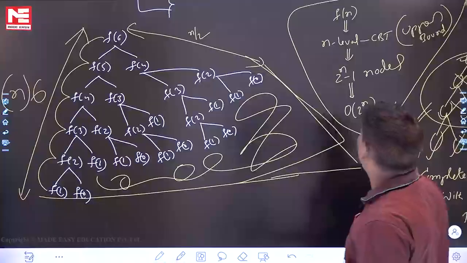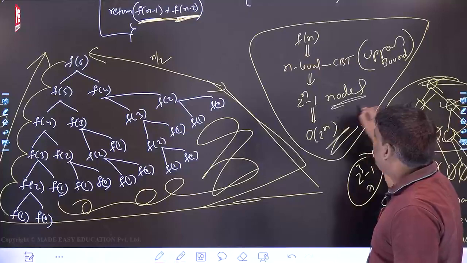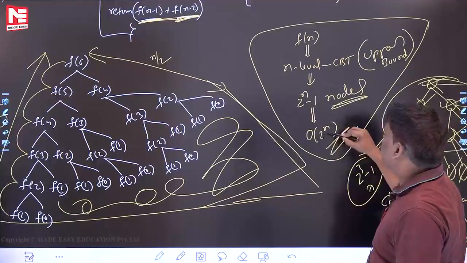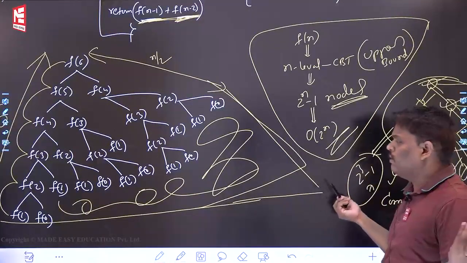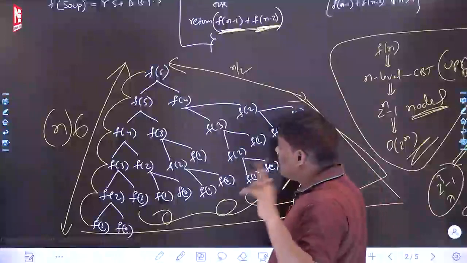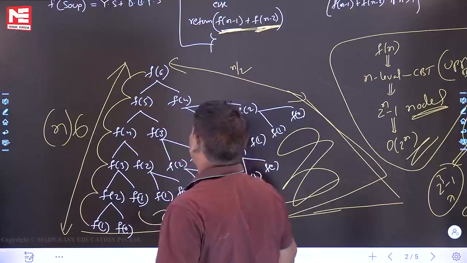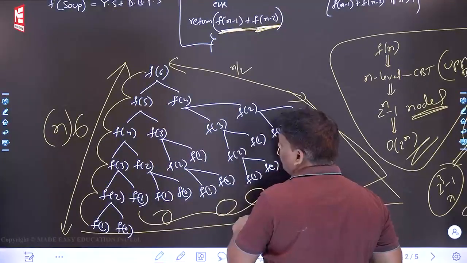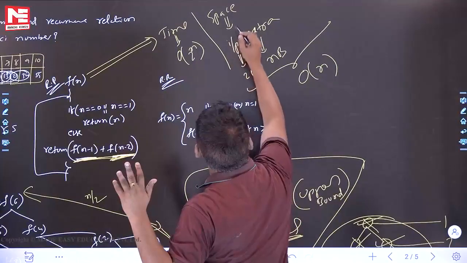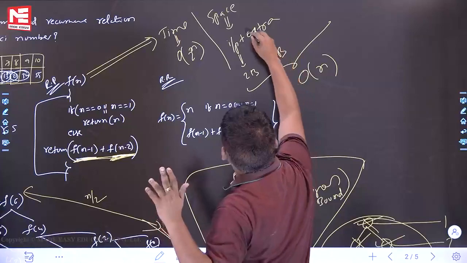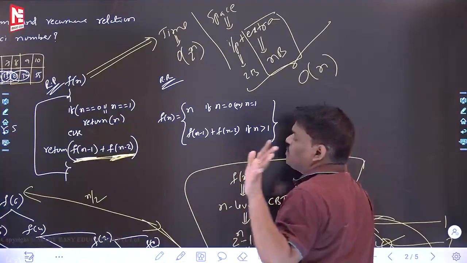After finding the upper bound, I got to know that this recursive program contains 2 power n function calls, because every node is a function call. So time complexity is based approximately on the number of function calls, so time complexity is order of 2 power n. Next, recursive program stack space is based on the number of levels, not the number of function calls. Please be careful. The number of function calls is 2 power n, but the number of levels is n. So time complexity is 2 power n, and space is going to be big O of n, because extra space is based on the number of levels, and n levels are there. So this is the time and space.